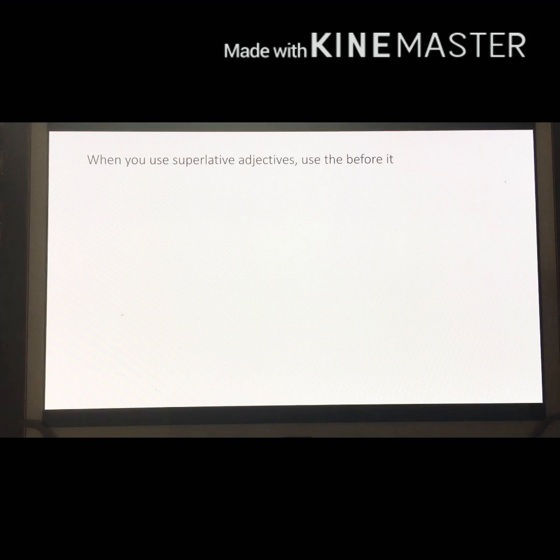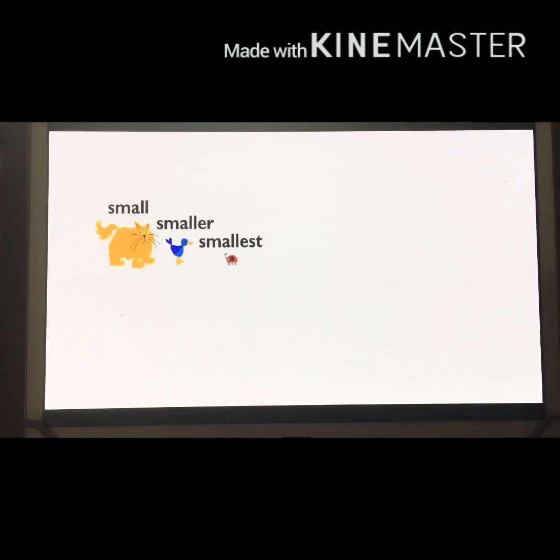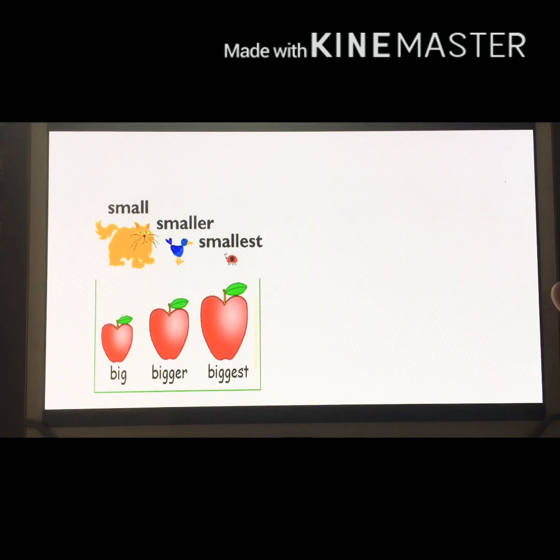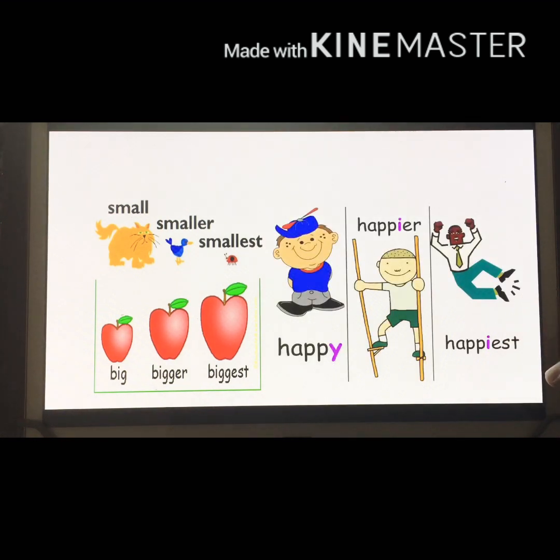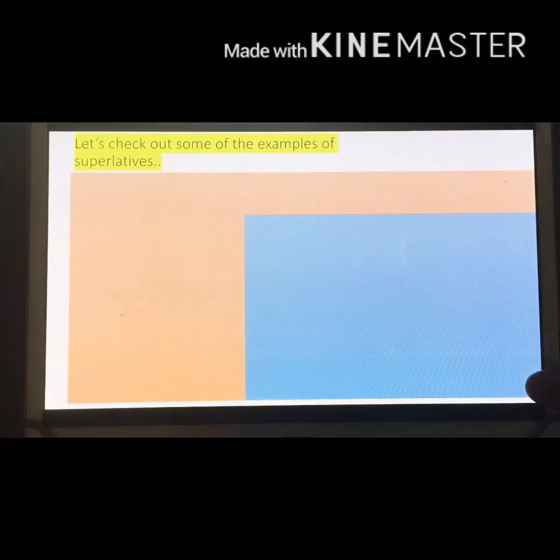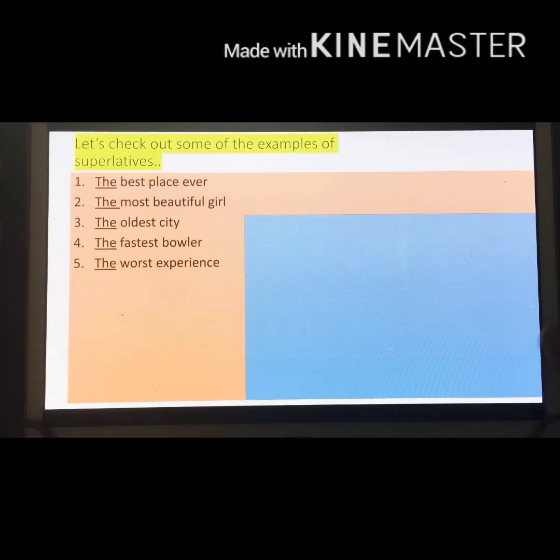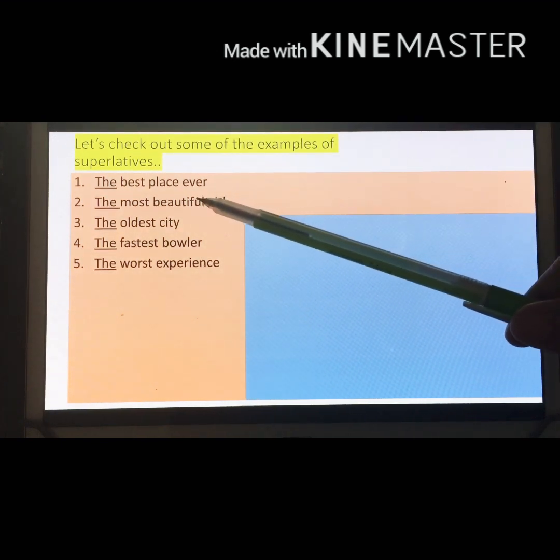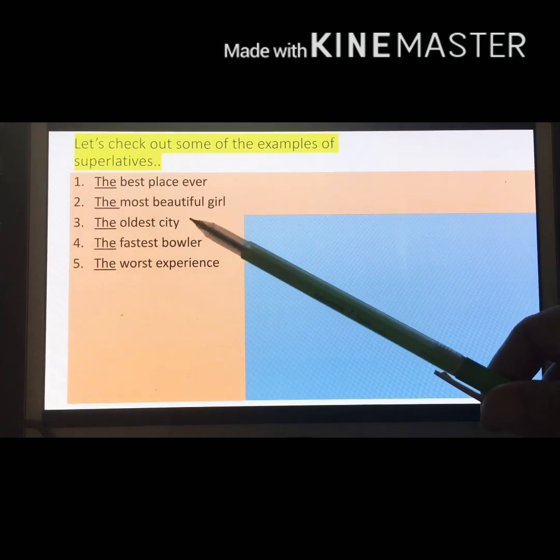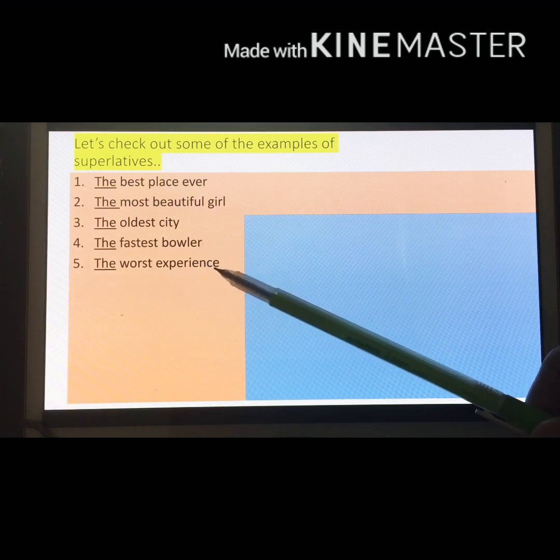When you use superlative adjectives, use "the" before it. Small, smaller, smallest. Here, the little bug is the smallest of these three animals. That means what? Smallest is the superlative degree of adjective here. Big, bigger, biggest. Here, biggest is the superlative. Happy, happier, happiest. Here, happiest is the superlative degree of adjective. Let's check out some examples of superlatives. The best place ever, the most beautiful girl, the oldest city, the fastest bowler, the worst experience.